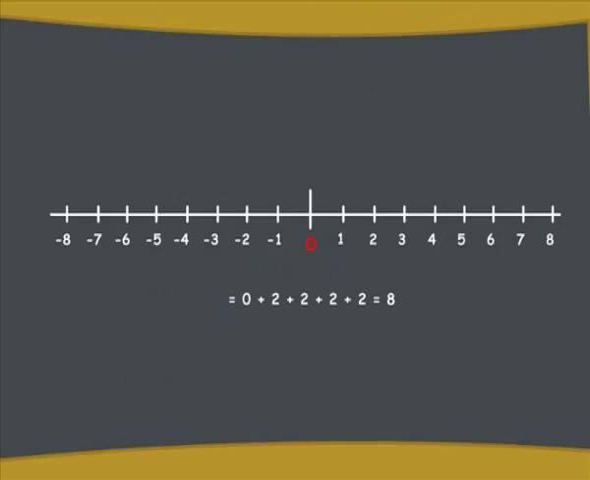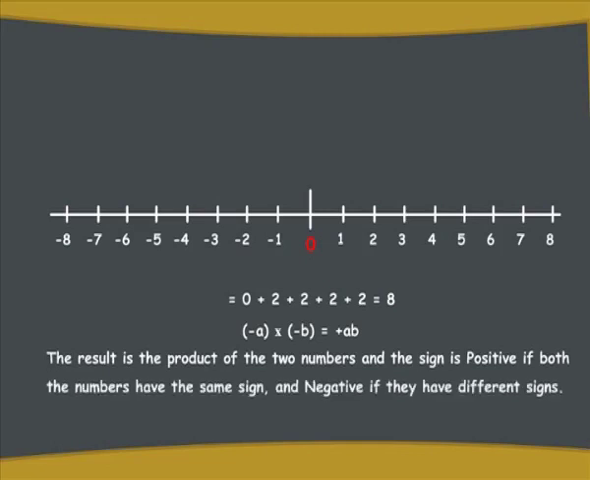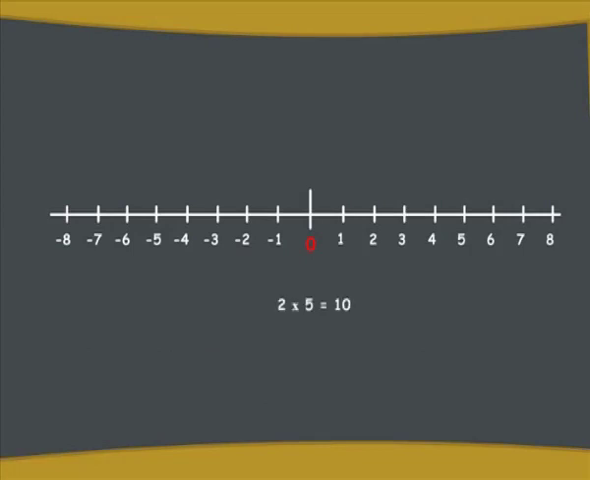This is just using the laws of subtraction of a negative integer. So, -a into -b is equal to +ab. Yes, the crux of the matter is whenever you multiply two integers, the result is the product of the two numbers and the sign is positive if both the numbers have the same sign and negative if they have different signs. So, 2 into 5 is equal to 10, -2 into 5 is equal to -10, 2 into -5 equals -10 and -2 into -5 is equal to 10.